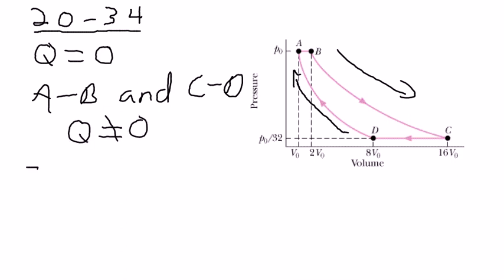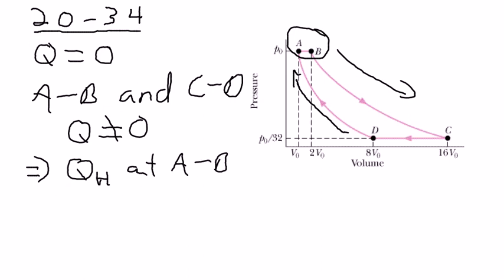So we can understand that the heat entering into the engine must take place at the upper part here, from A to B. That means that QH will occur during the process from A to B. That is a terrible B, so I'll redo it. From A to B, and that QC will occur during the process from C to D.